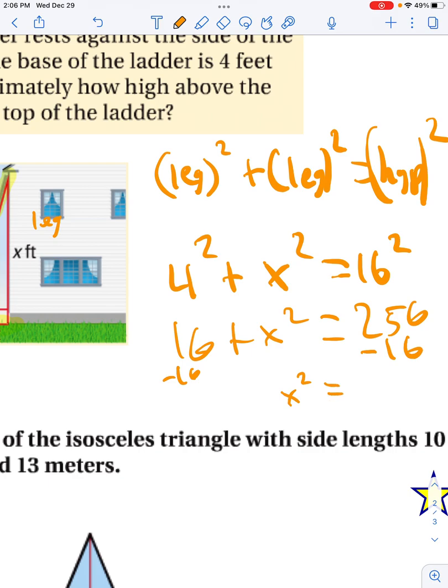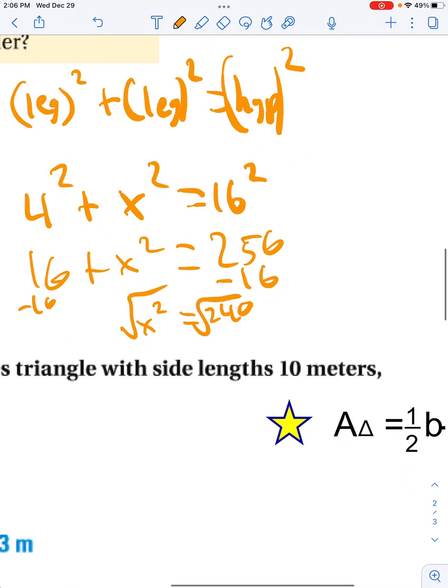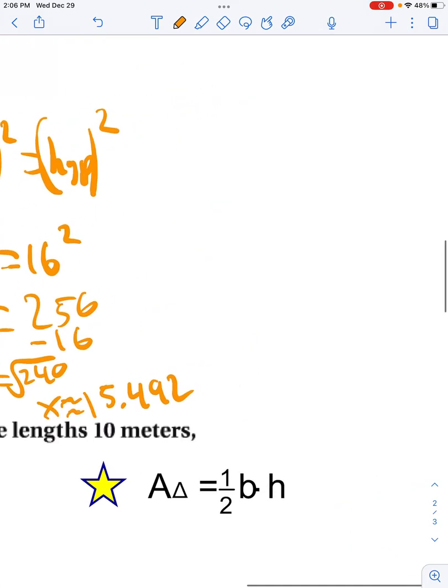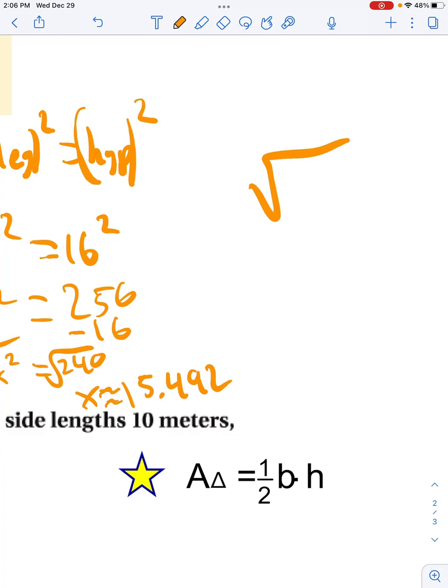Subtract 16, subtract 16. So you're left with x squared equals 240. And when you find the square root of 240, you are going to get, depending on what the answer is, if it says a decimal, you could say x equals 15 point... I would say 3 decimal places is usually the best. So x equals 15.492. If you potentially had to simplify it into a simplified radical.